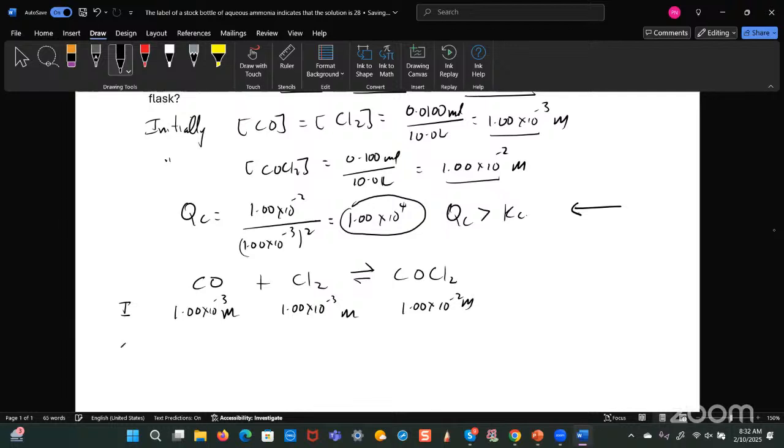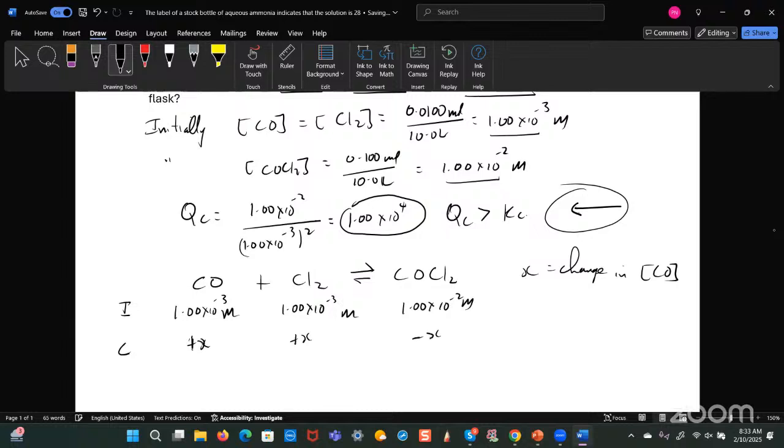And then we're going to have the change. The change here, and this is the reason why we went through all this trouble to figure out the direction of the reaction. Because the reaction is going to shift to the left, what that means is that if X represents the change in concentration of CO, then as far as CO is concerned, that will be plus X. As far as the Cl2 is concerned, that will be plus X. And as far as the COCl2 is concerned, that will be minus X.